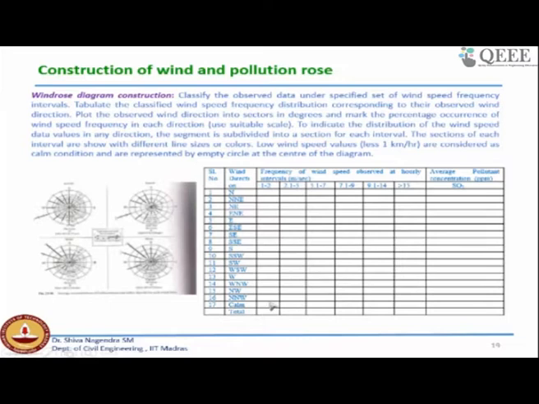Suppose you take 1 month of data or 1 year of data, you can classify the frequency, the number of hours the wind comes from these directions. For example, if in 24 hours all the wind is coming from the north direction at a rate of 1 meter per second, then all 24 values will come only here. Then you can also get some data on pollutant concentration, for example SO2 or NO2 concentrations measured in that particular area.